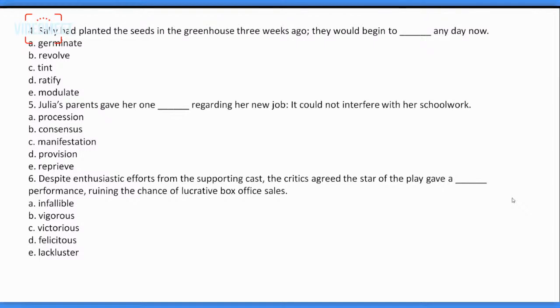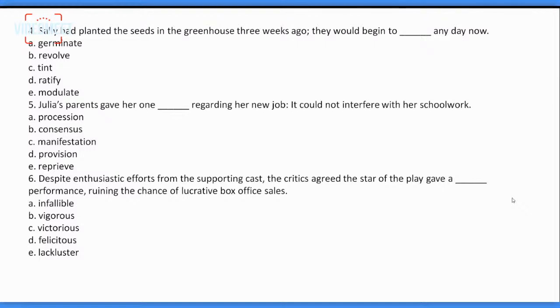Reprieve का मतलब होता है that maybe Julia was forced to postpone or abandon her plans of working on the new job. But I think it was just a provision, it was just a clause that her parents had stated that whatever she's doing, if she thinks is good for her, she should do. But regardless of whatever this new job brings to her, as in the case of experiences, it could not interfere with her failing the school or with her schoolwork, right? So the correct answer for the fifth question would be provision.